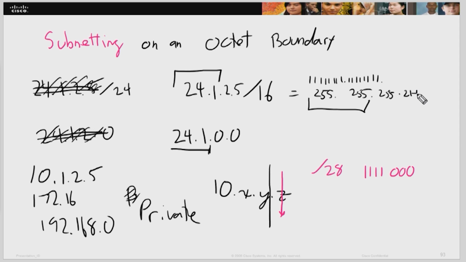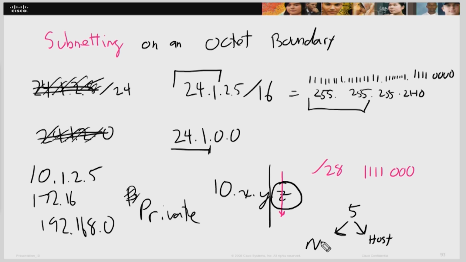255.255.240. 1, 2, 3, 4, 5, 6, 7, 8. And on the last octet, it's 1, 2, 3, 4, 5, 6, 7, 8. That means whatever this number is out here, it's split into two halves. If this number was 5, a piece of 5 is host, and a piece of 5 is network.